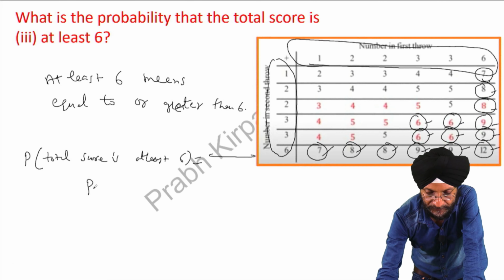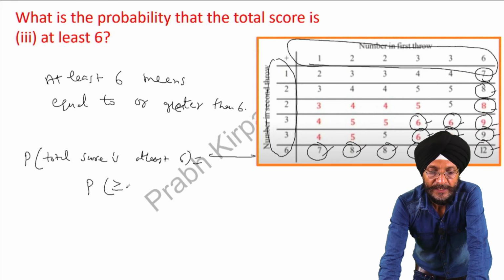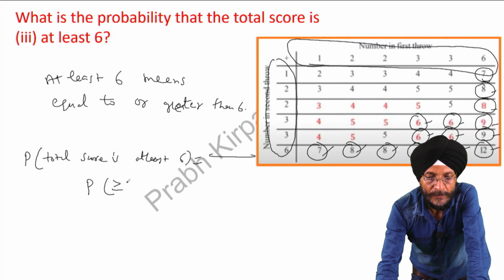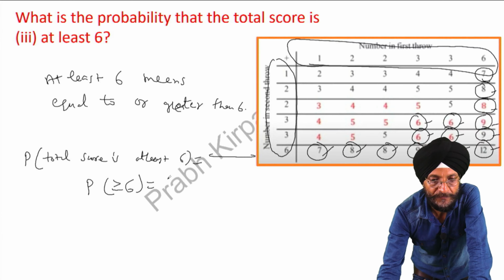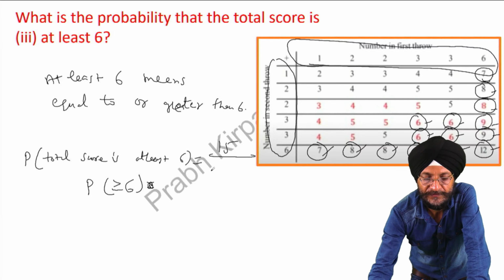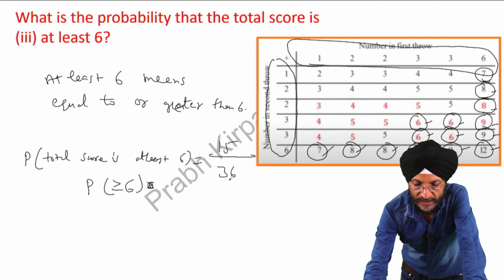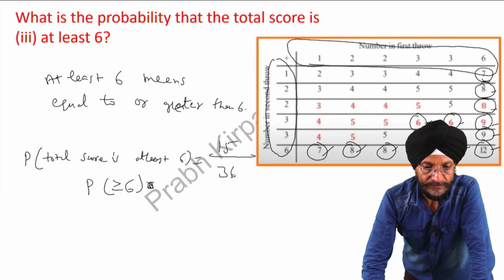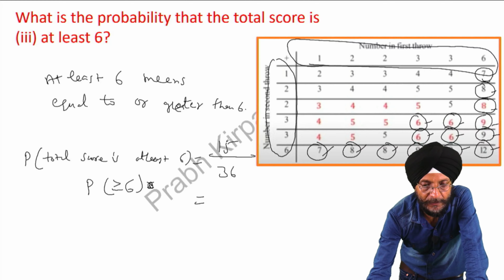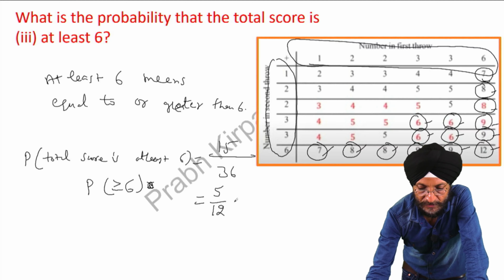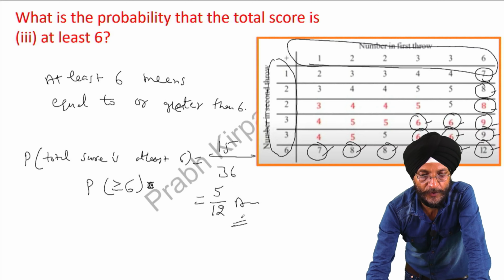So the probability that the total score is equal to or more than 6 is equal to 15. Here we will mention the number of possible outcomes. It is to be divided by the total possible outcomes, which is 36. Here we can divide it by 3, 5/12. This is the answer before you.